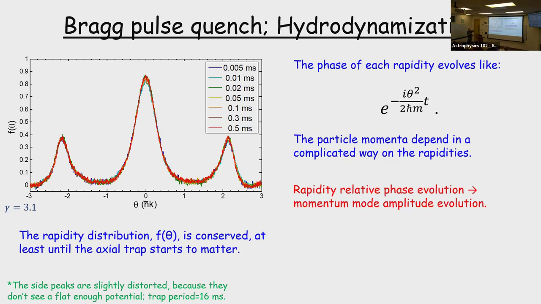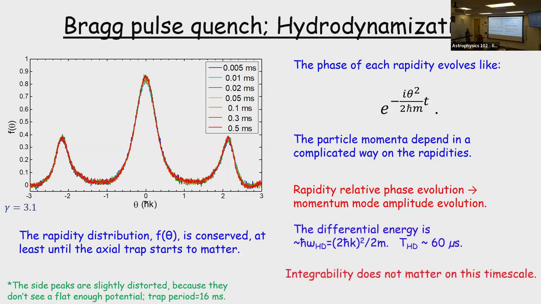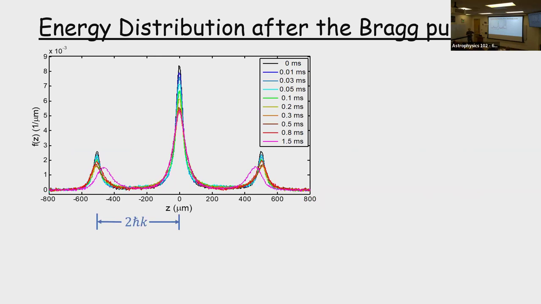So because you set this large range of rapidity energies in place, you'd expect the momenta to change on this very short time scale, the hydrodynamization time scale, which is the difference between the center peak and side peaks of 60 microseconds. Also note that integrability, although it makes it easy to see what's going on, is not necessary to this process. On this time scale, if you had some sort of quasiparticle distribution, nothing can change as fast as this. The only thing you need to see something like hydrodynamization is this large spread in energies.